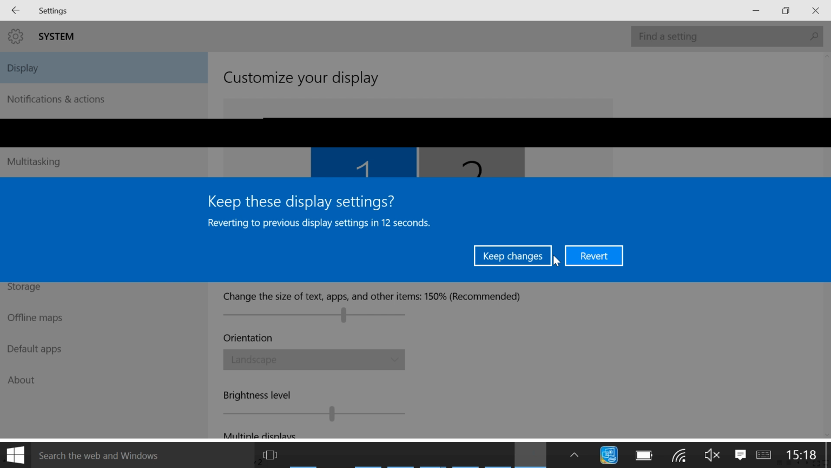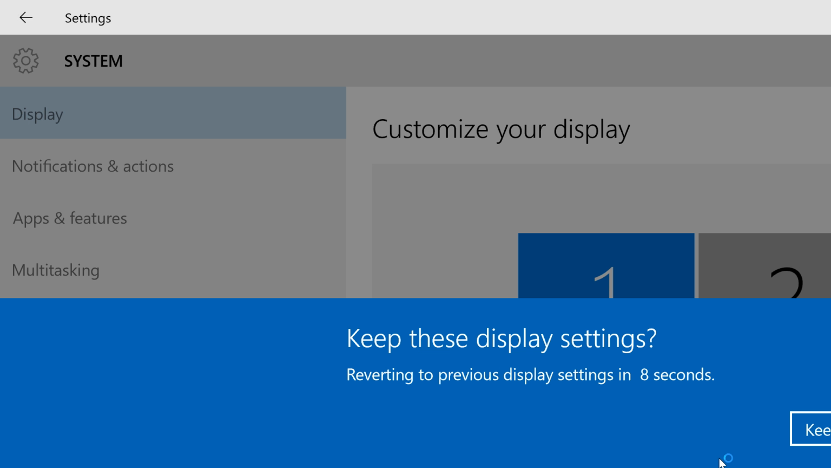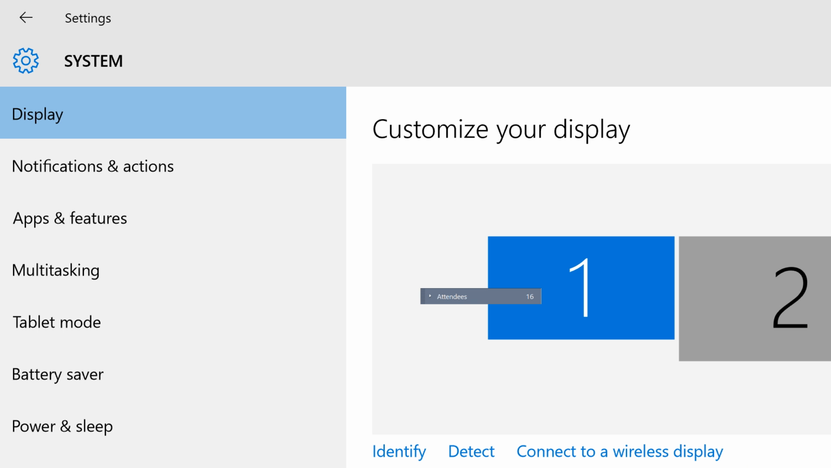Come on. Wait, it looks like it's doing something. I can read it. It'll try. There it is. There you go. It's on now.